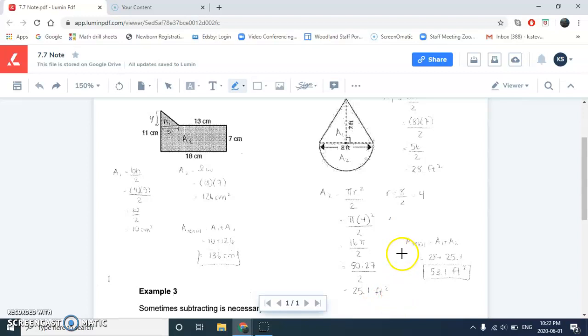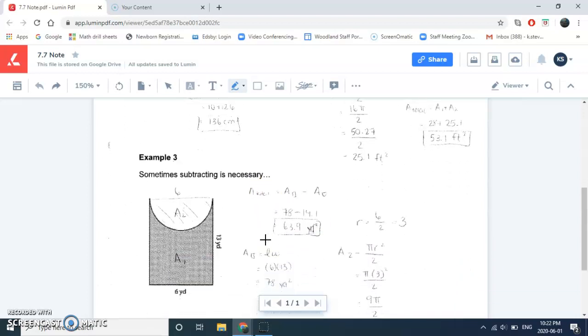Okay, so our total area of the full shape, our upside down ice cream cone, is A1 plus A2. So A1 was 28 feet plus 25.1 feet gives us a total of 53.1 feet squared. Again, with area, we always have to have that squared. That's the little 2.